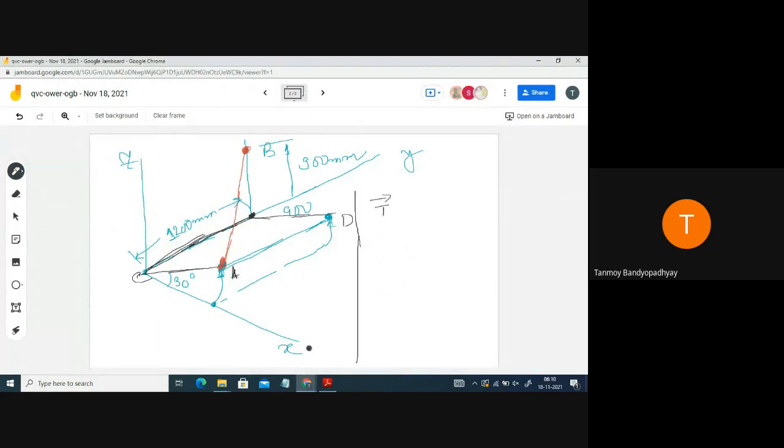So the T vector is equal to the magnitude times a unit vector in the direction of AB. What is the magnitude of the force? The magnitude of the force is given to be 100 Newton. So I have to find the position vector r_AB and divide it by its magnitude. Let's initially calculate r_AB.